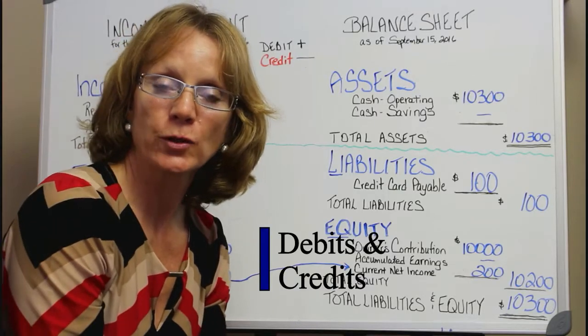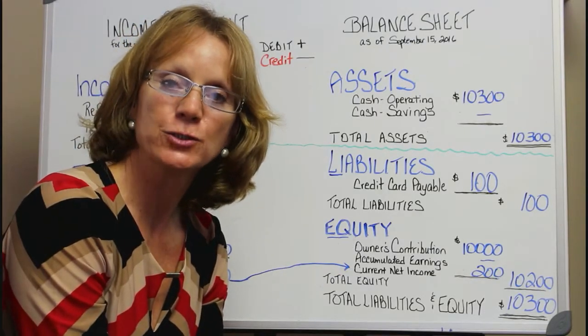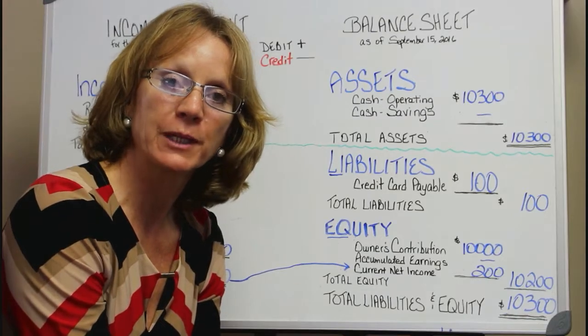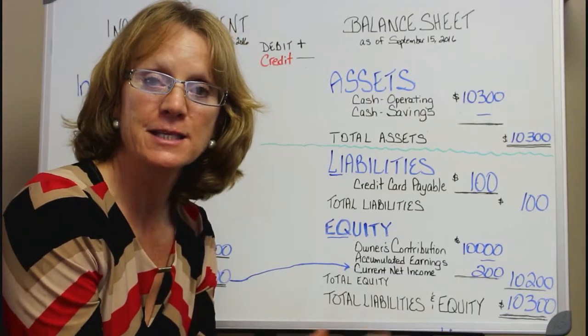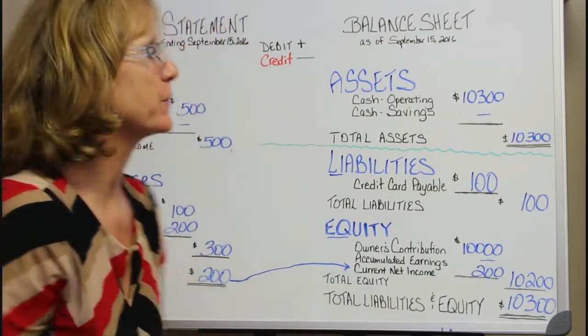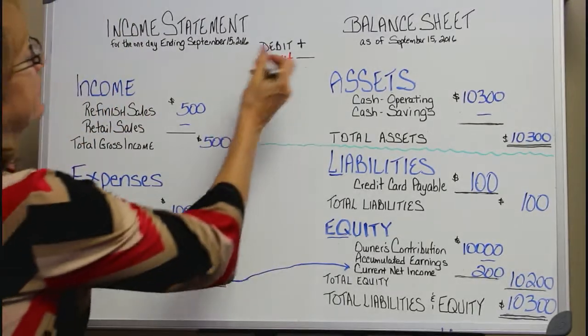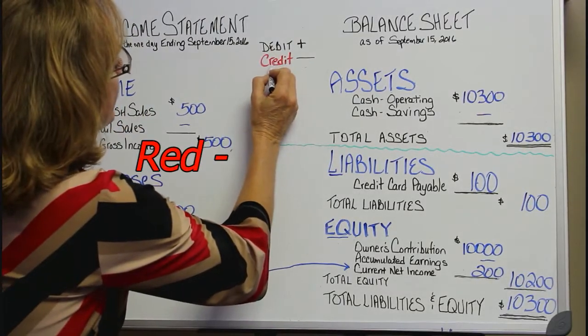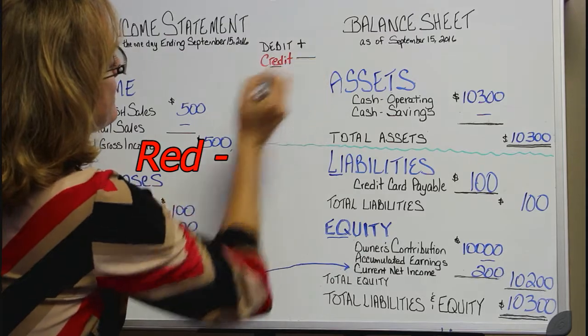So what are debits and credits? They are simply accounting terms that we use to describe the plus and the minus sign. That's it, just new terms for you to remember. So to help you out, we have a memory key. Credit is red and red is dead.